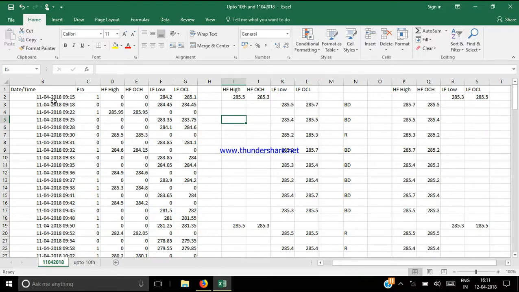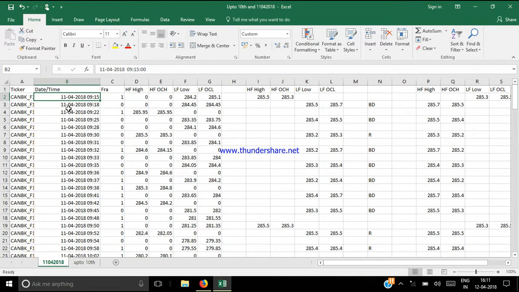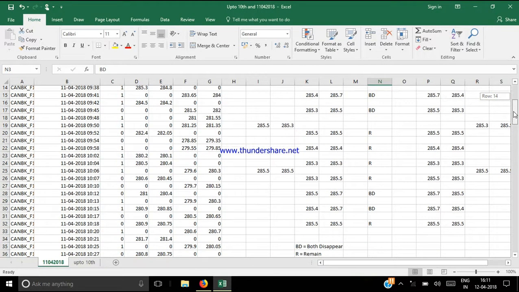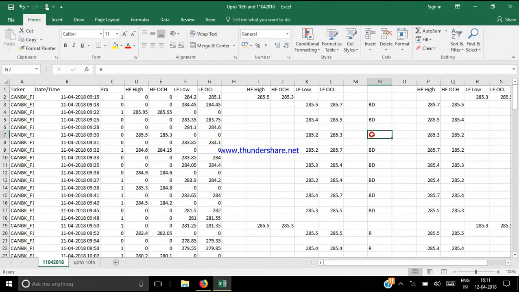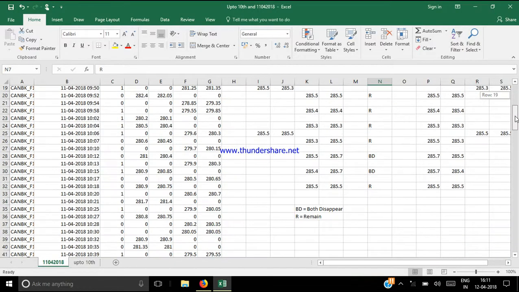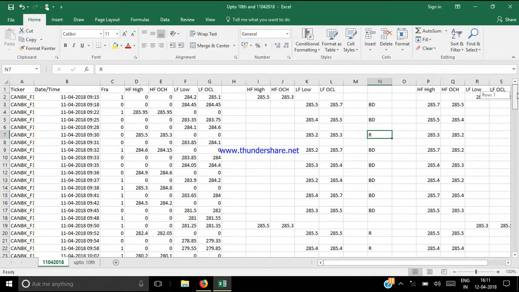Now if you see, my data is based on time frame, sorted time wise. There are 4 labels here. I have given you examples here. This is scenario 1, this is scenario 2. BD means both disappear. R means they remain. That is a note you need to take care of.